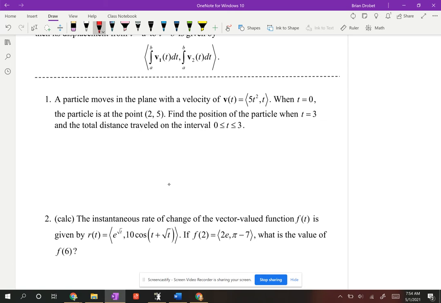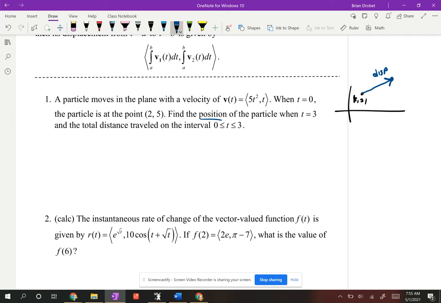All right, so what we're going to do here to get a position. We know that we start at the point 2,5. So here's the point 2,5. Now, in order to figure out where I end up, what I'm going to need to find is the displacement vector. Because once I determine what the displacement vector is, then I'll be able to figure out where I ended up. What is my position at time 3?